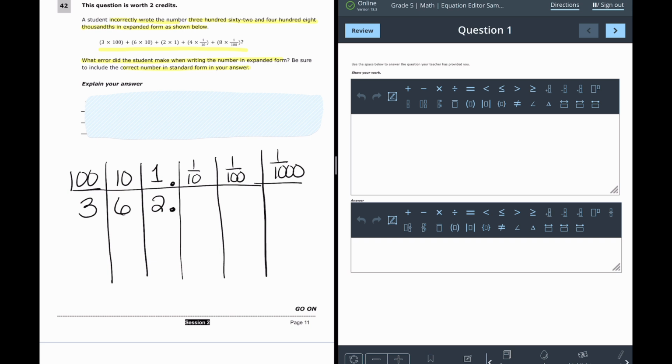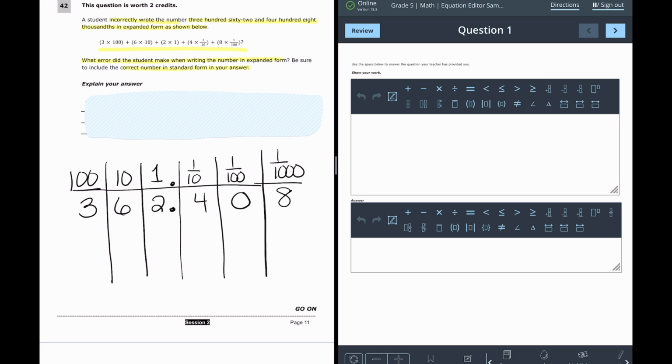And that's why I know there's a decimal there. 408 thousandths. So that means my 8 has to go, or my number has to end over here. So 408, I know how to write 408 to the thousandths. So what did she write?